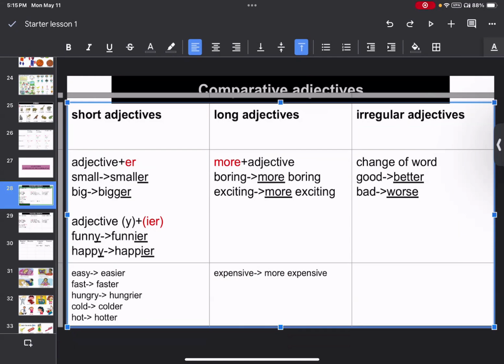And also I forgot, in the other ones, you double the last letter. So here we have two T's. For small, two L's, big, two G's. But for the ones ending in Y, you just add the IER. You don't need to double the last letter. Just like in hungry, we just added the IER. There's no need to double the R, just hungrier. But for the other ones, you double the L's, the G's, whatever letter comes at the end.